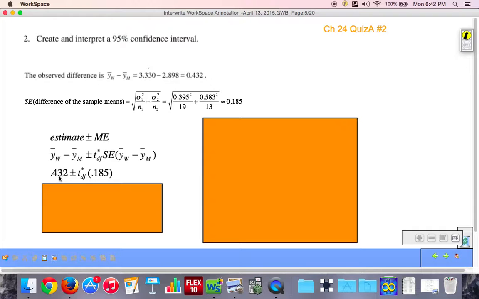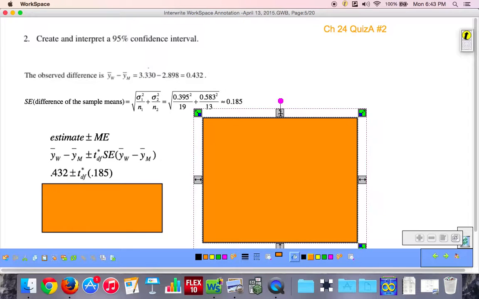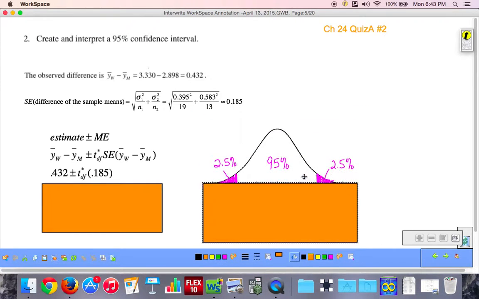We have the observed difference. We have the standard error. Let's take a minute and figure out how to find this critical t value again. Here's a rough sketch of a 95% confidence interval. We have 95% of the curve underneath, and then we have 2.5% in either tail. That means if we were looking at the critical t value right here, it would be 2.5 plus 95, or 97.5% of the curve. That's going to be important.